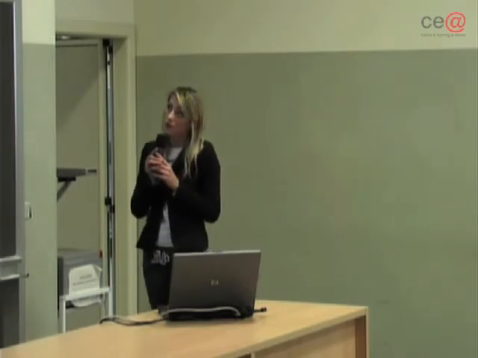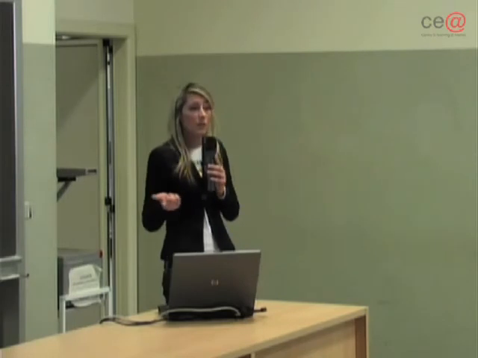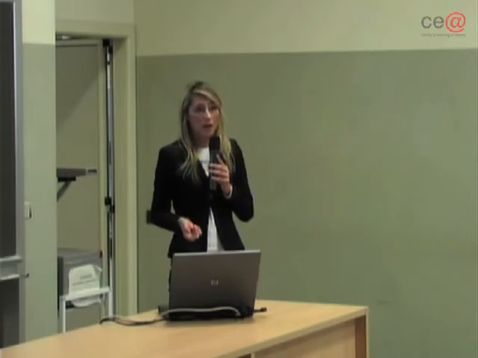Schema normalization can be divided in three main steps. The first one is the selection of the label to be normalized. The second one is automatic abbreviation expansion. And the last one is compound noun annotation. What is a compound noun? In simple words, it is a word composed by two or more words that are called compound noun constituents. And to perform automatic or semi-automatic compound noun annotation, a method for their interpretation is needed. With compound noun interpretation, we mean the process of finding the right semantic relationship among their constituents.